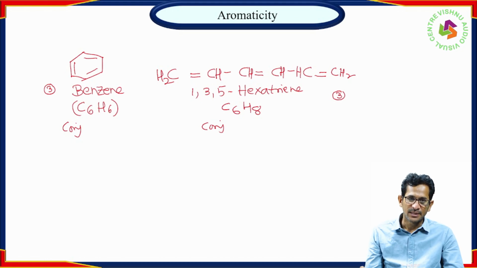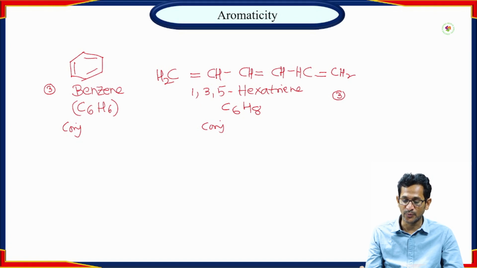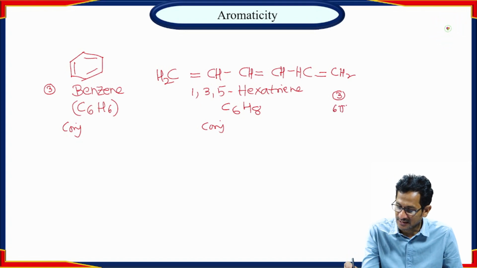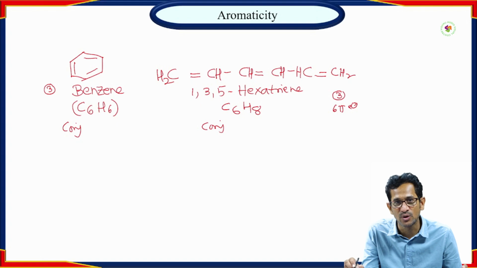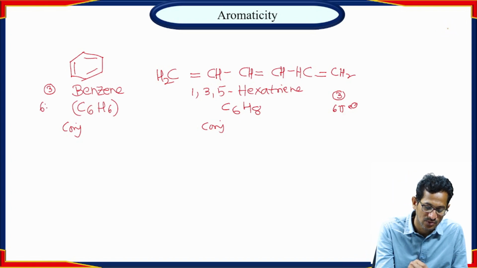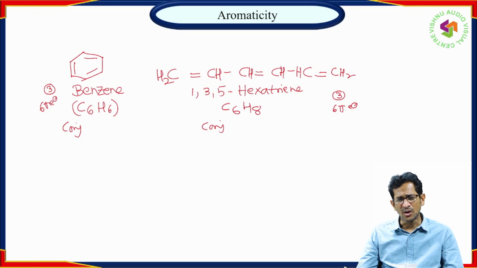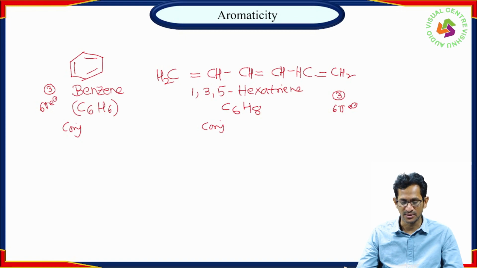So in benzene, 3 double bonds means 6 pi electrons, whereas in 1,3,5-hexatriene also we have 6 pi electrons. One double bond is equal to 2 electrons, so 3 double bonds means 6 pi electrons. Here also it contains 6 pi electrons. Now, if the double bonds are in conjugated positions, these pi electrons must be delocalized.